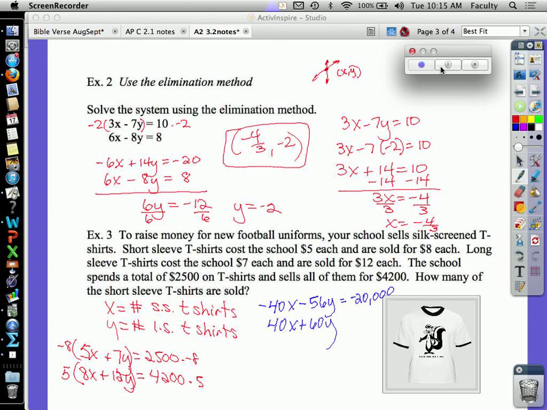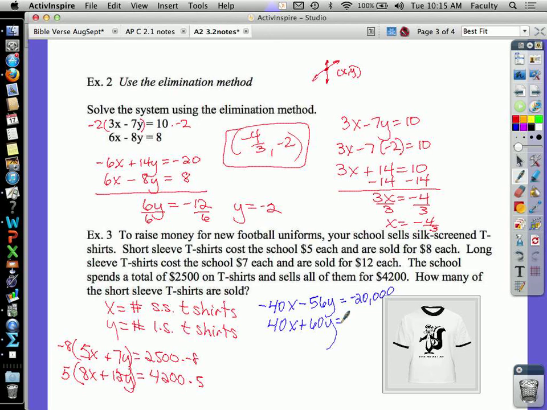Okay. All right, so then I got 40x plus 60y equals 21,000. And then I'm going to add those together and get 4y equals 1,000. I don't know why I did this, because now I had to go find the other one. I probably should have gotten rid of y, right? Because I wanted to know how many short sleeve t-shirts there were. You saved yourself a step. Yeah, I would have saved it. So then, if you plug it back in, I got x was 150.